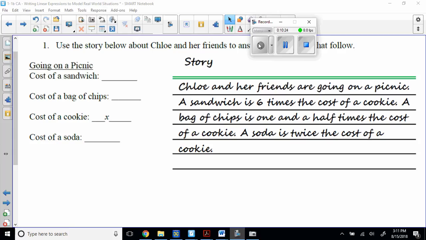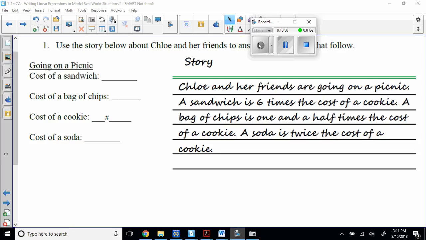The cost of a cookie is unknown. And in math, with unknowns, we try to get our unknowns known. That's exactly right. But we represent an unknown in math with a variable. We call it X. Now, we don't know what the cost of a cookie is yet, but we're going to find it.